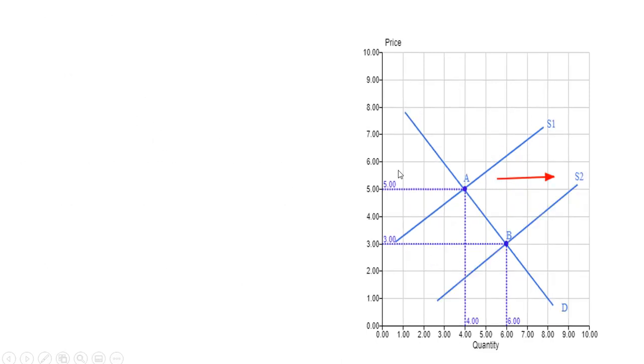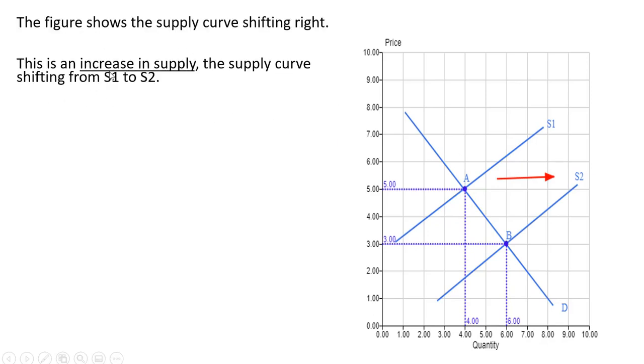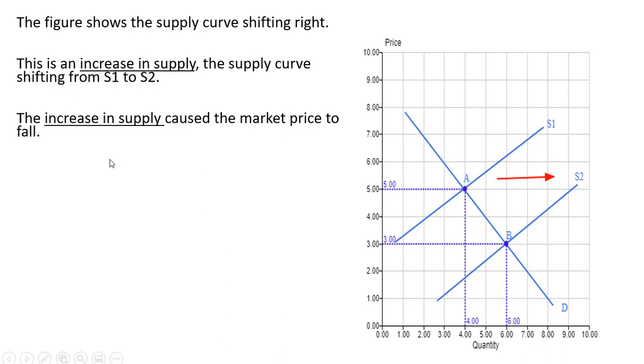Okay, let's look at this diagram over here. Here we have an increase in supply. So the figure shows the supply curve shifting right. This is an increase in supply, the supply curve shifting from S1 to S2. The increase in supply caused the market price to fall. You see the equilibrium price went from $5 to $3, so the market price fell.